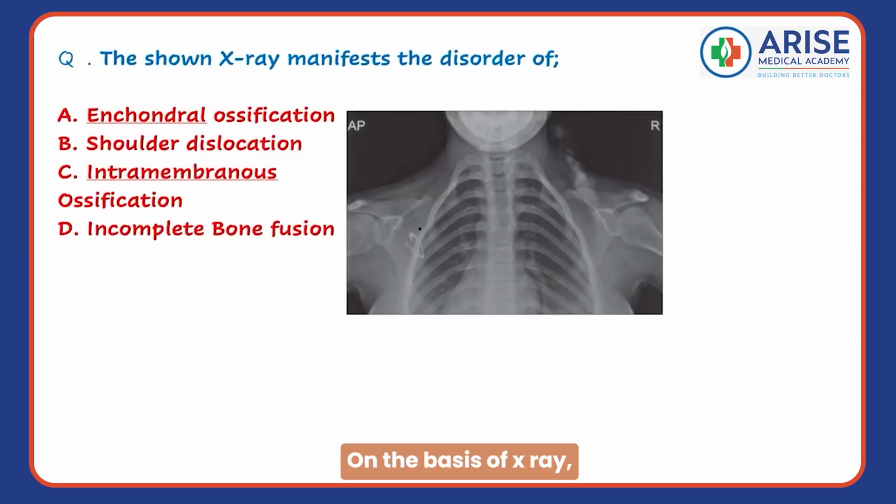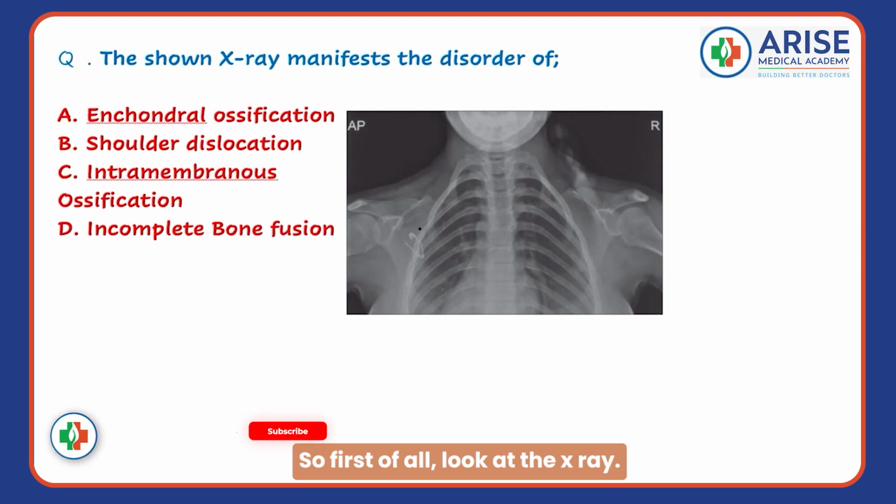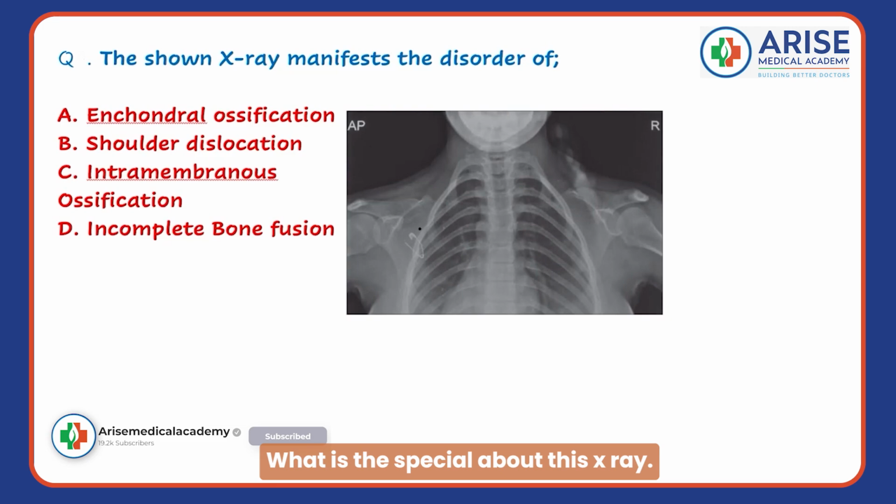In this question, on the basis of the X-ray, you have to mark the answer: whether there is any defect in intramembranous ossification or endochondral ossification, or any kind of bone problem. First of all, look at the X-ray, and tell me, what do you see in this X-ray? What is special about it?